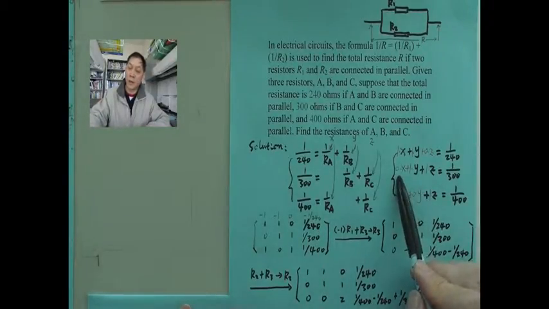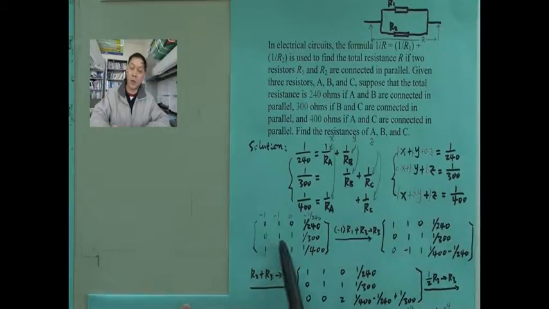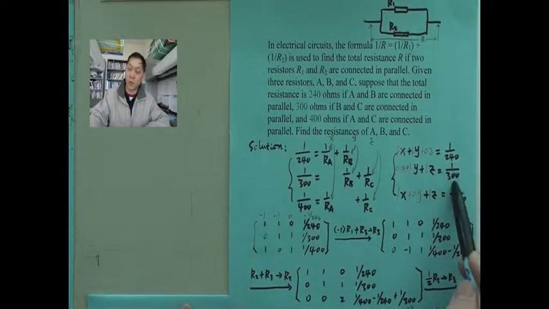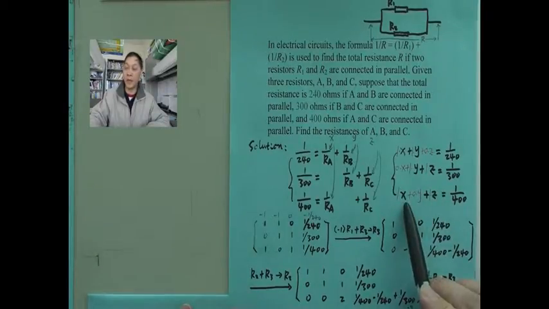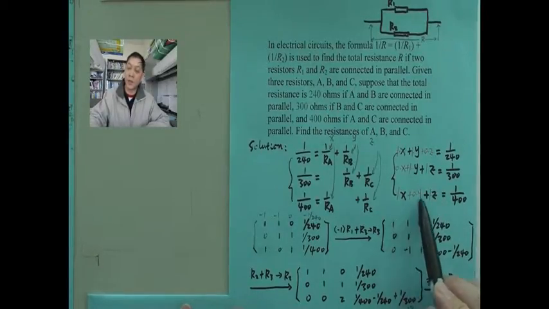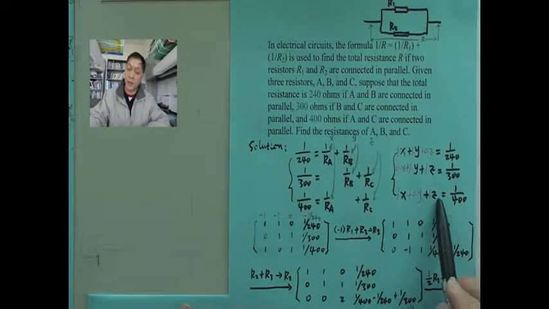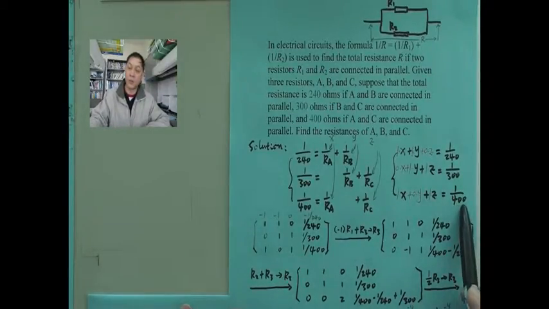This one is similar. No X means 0 times X. 0, 1, 1, and the constant is 1 over 300. For XZ, it means 1 times x plus 0 times y plus 1 times z. Because again, x is 1 times x, 0 times y is 0, and 1 times z is z. So 1, 0, 1, and then constant 1 over 400.